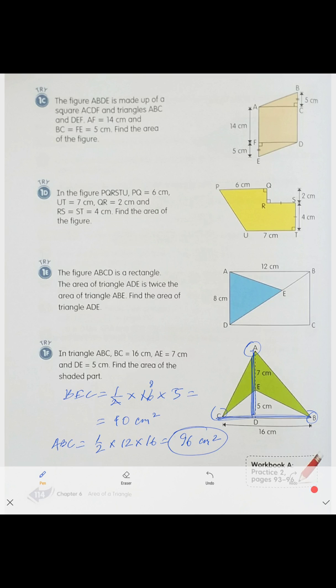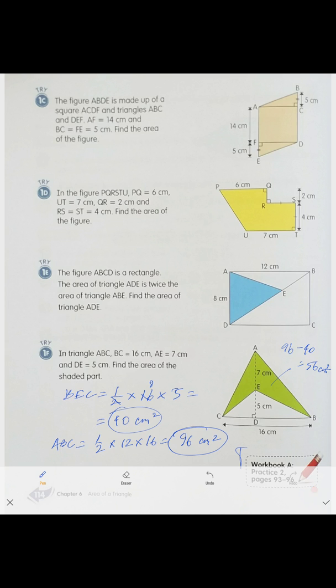We have the area of the big one, right? And we have the area of the small white triangle. So the green is the difference, right? 96 minus 40 equals 56 square centimeters. All right, that is it.